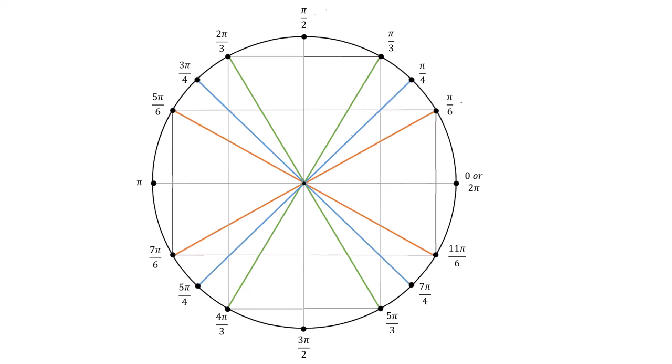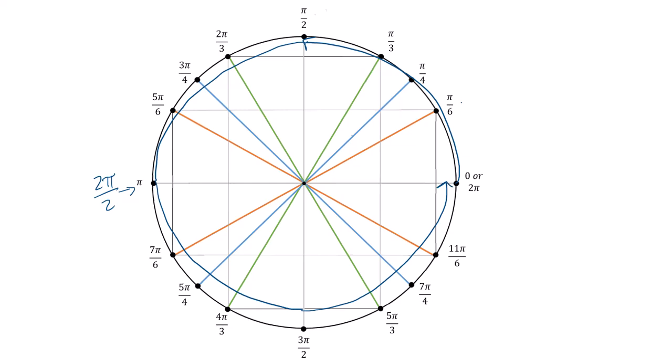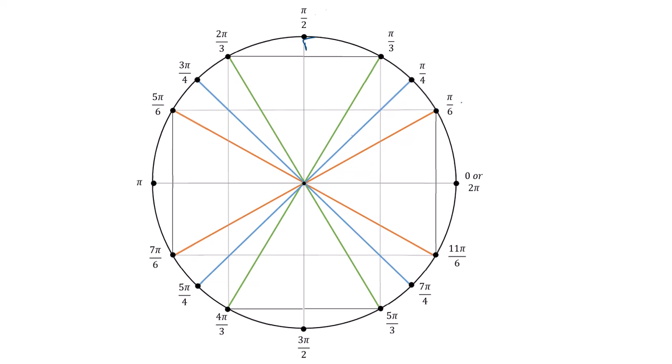Another way to count around is by half pi's. So our first half pi is to there. So that'd be 1 pi over 2, 2 pi over 2, which is pi, 3 pi over 2, and 4 pi over 2, which is my 2 pi. So it's simply a matter of breaking up the unit circle into those different denominations.